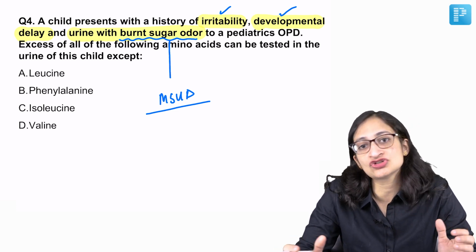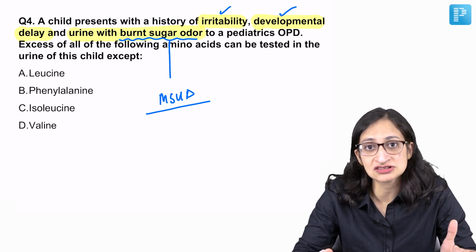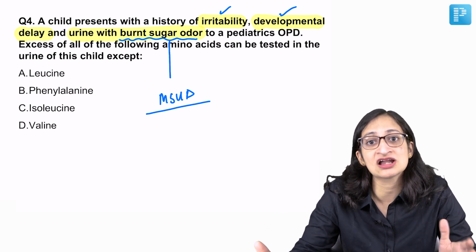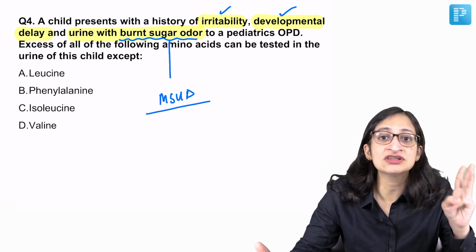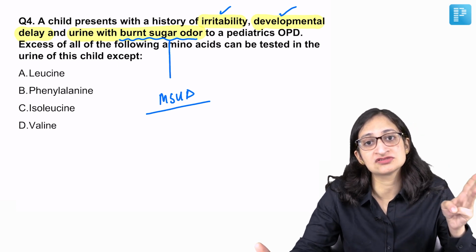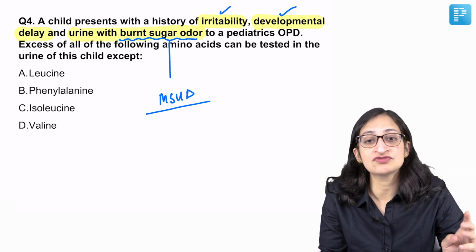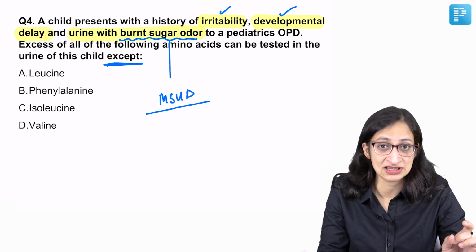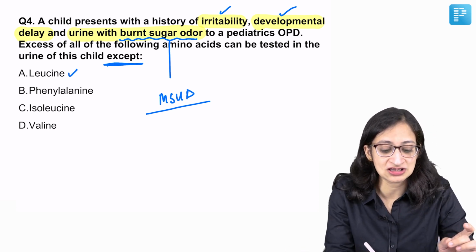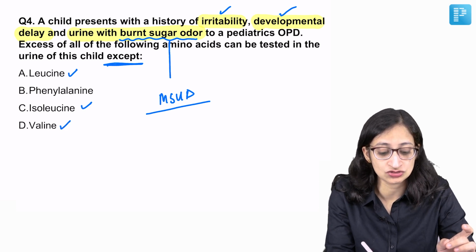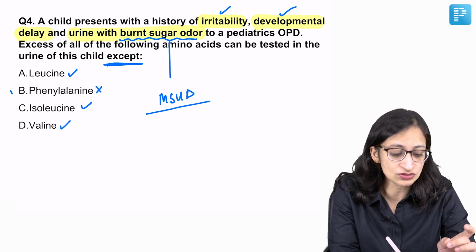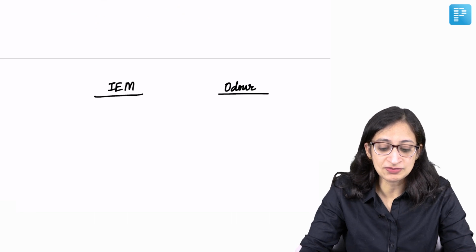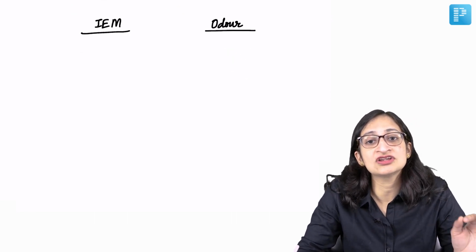Now, maple syrup urine disease, Dr. Smiley will be discussing more about the biochemical basis, but we know that there is a problem in the metabolism of the branched chain amino acids, that is isoleucine, leucine and valine. So they are going to be in excess amount in blood as well as urine. So the question says excess of the following amino acids can be tested in the urine of this child except. So don't forget to see the word except. Leucine will be there in excess, isoleucine will be there in excess and valine also, but not phenylalanine. So the answer to this question is phenylalanine, right?